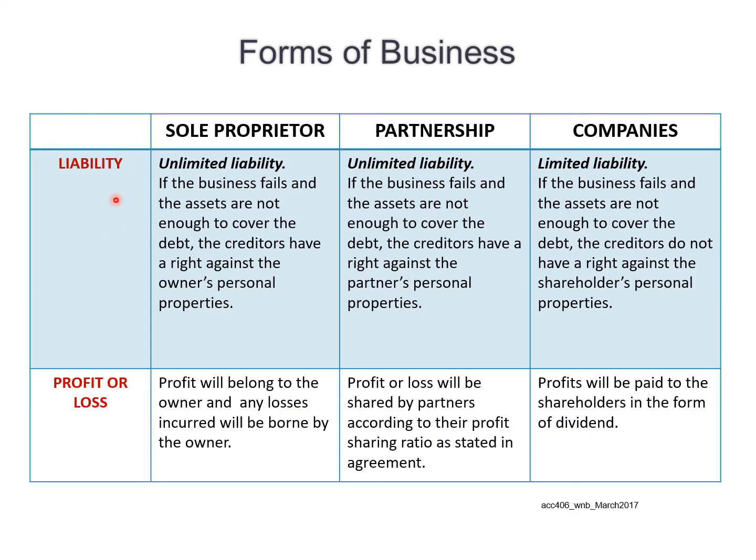And then moving on in term of liability. Liability ni tanggungan. Okay. Untuk sole proprietor, dia adalah unlimited liability. Apa maksud unlimited? Unlimited maksudnya tidak terhad. Liability dia tidak terhad. Bermaksud sekiranya bisnes tu gagal dan aset yang ada tak cukup untuk cover hutang-hutang dia, okay, kreditor dia, orang yang bagi hutang tu, dia ada hak terhadap the owner's personal property.